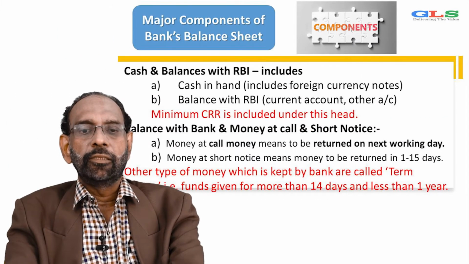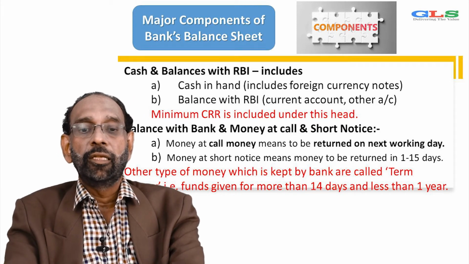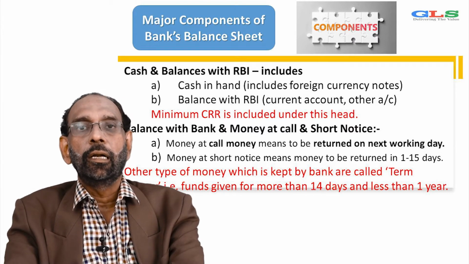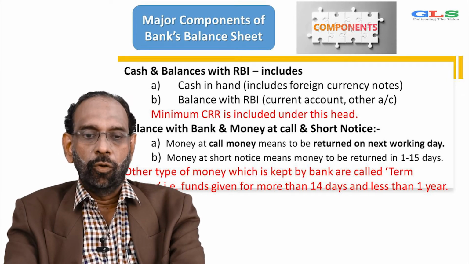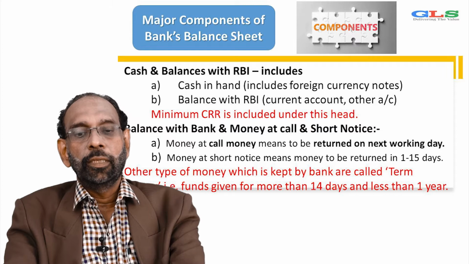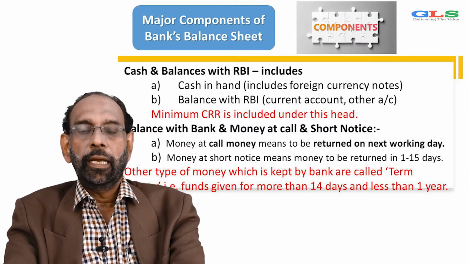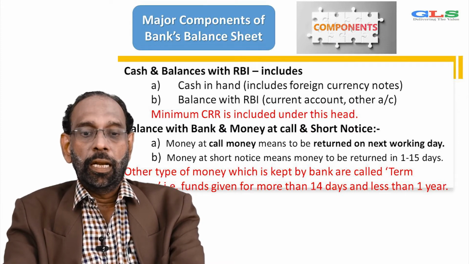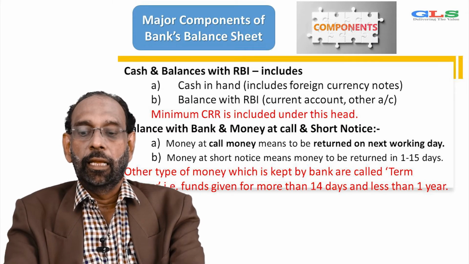Cash and balances with RBI includes cash in hand, foreign currency notes, and balance with RBI in current account and other accounts. Now, minimum CRR is included under this head. Balance with banks and money at call and short notice: money at call means money to be returned on the next working day. Money at short notice means money to be returned in 1 to 15 days. Another type of money kept by banks is called term money, that is, funds given for more than 14 days and less than a year.